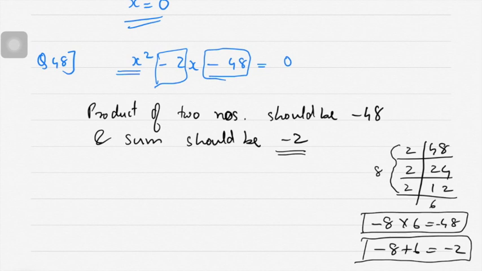8 into 6 is 48, and I want minus 48, so I will do either minus 8 or minus 6. But my sum has to be minus 2, so the negative number should be the bigger number. Minus 8 plus 6 is minus 2. So the factors are minus 8 and 6.